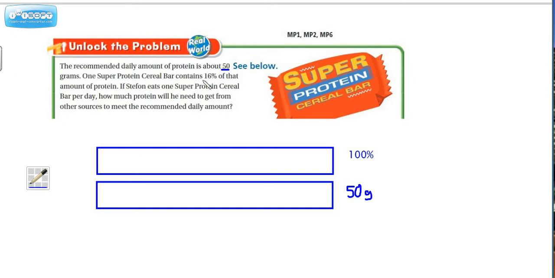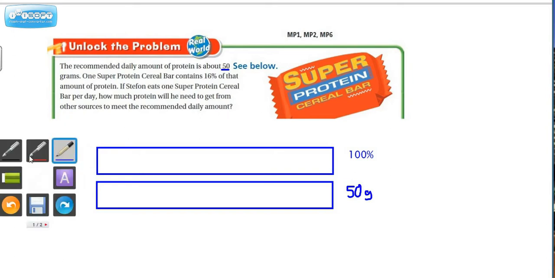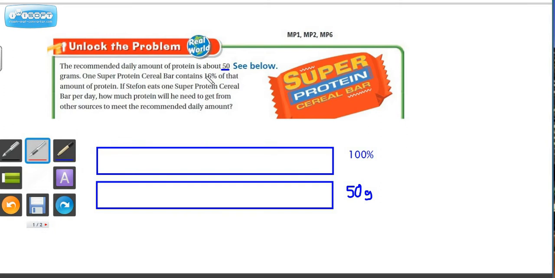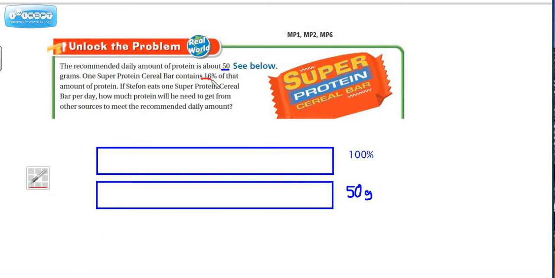All right, now let's look at this little nugget right here. Let's use red because I think that'll stand out a little bit better. It says that he's getting 16% by eating this. Let's map that out on our little double tape diagram. That would be maybe about that amount right there. So we'll put in 16%. That's how much he's gotten from eating the protein bar.